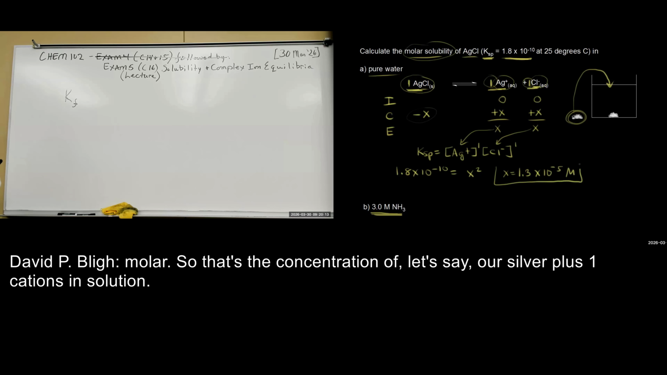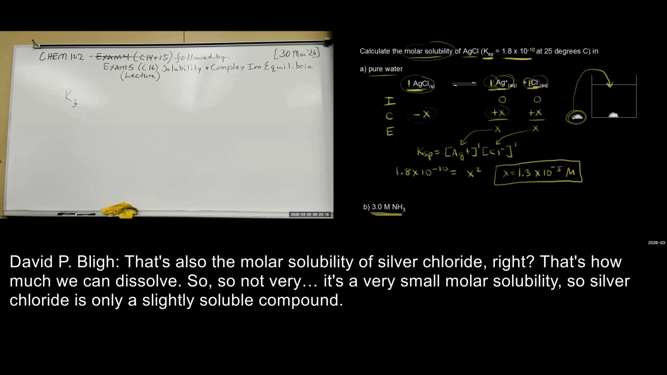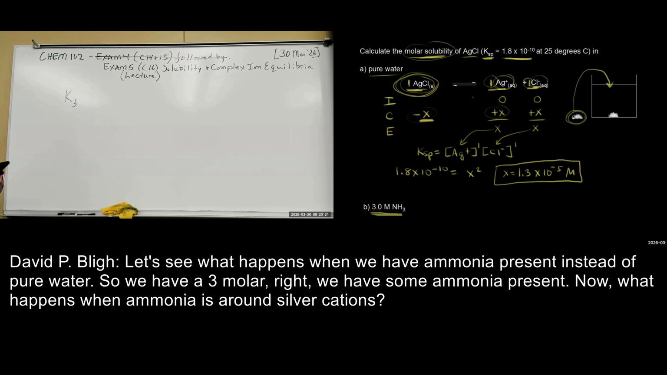So that's the concentration of, let's say, our silver plus 1 cations in solution. That's also the molar solubility of silver chloride, right? That's how much we can dissolve. So it's a very small molar solubility. So silver chloride is only a slightly soluble compound.